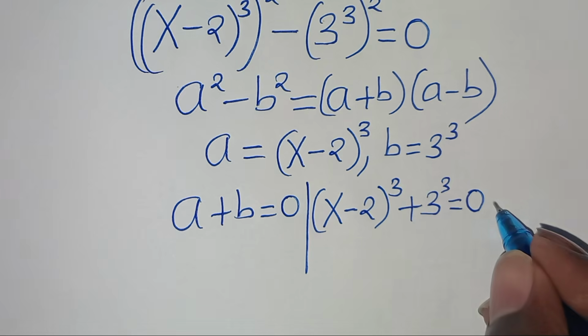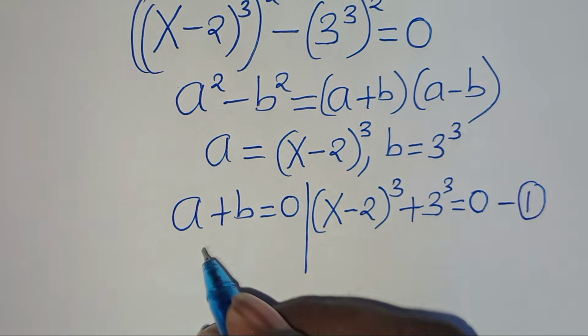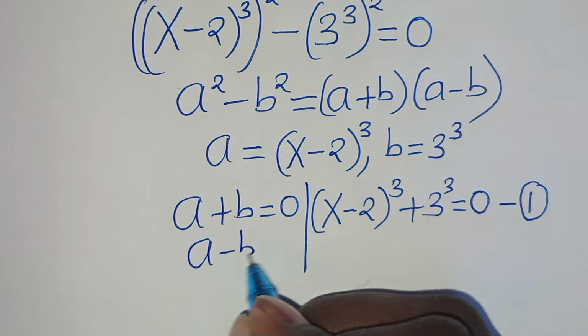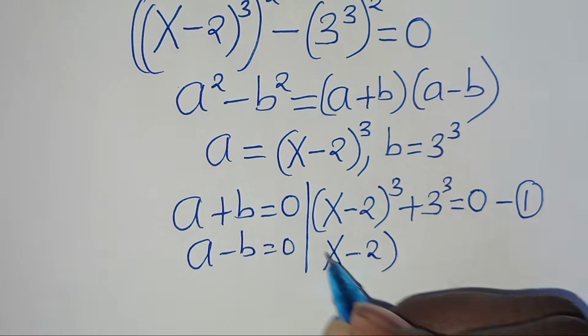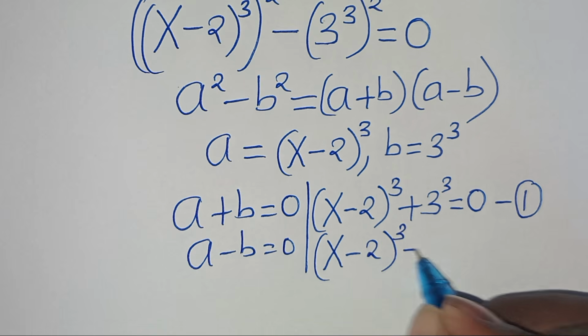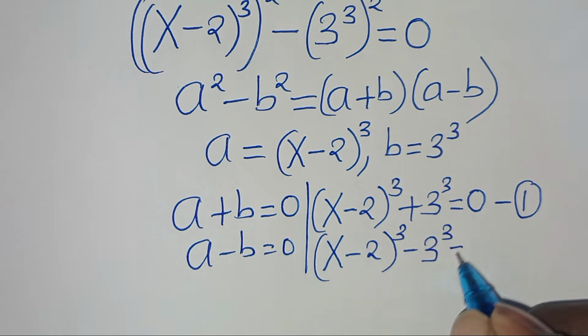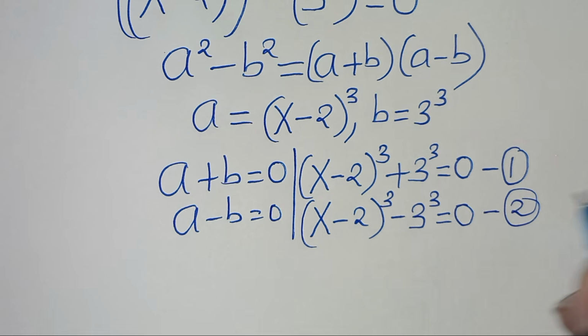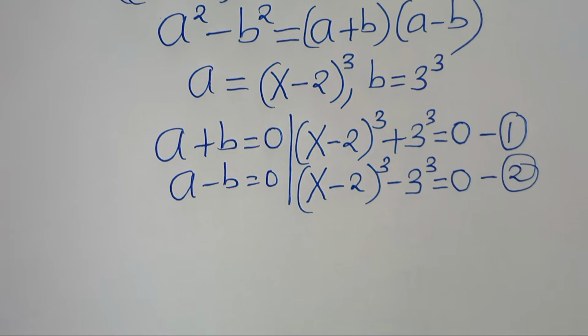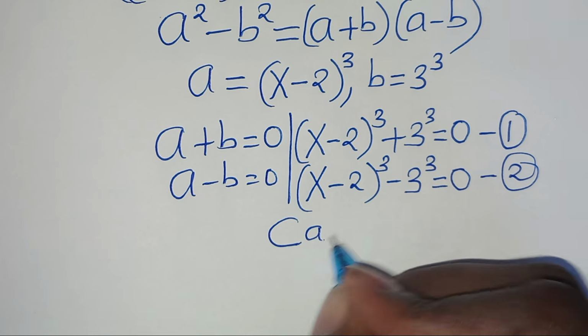Let's call this case 1. Then we have a minus b equal to 0. This is the same thing as (x - 2)^3 - 3^3 equal to 0. Let's call this case 2. Now, let's start with case 1.